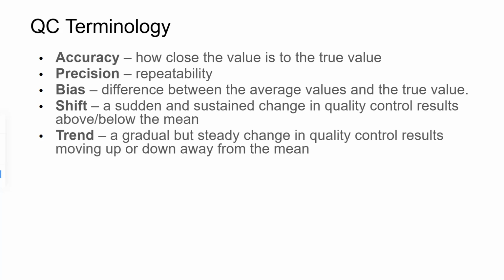Bias is the difference between the average values and the true value. Shift is a sudden and sustained change in quality control results above or below the mean. A trend would be a gradual but steady change in quality control results, moving up or down away from the mean.